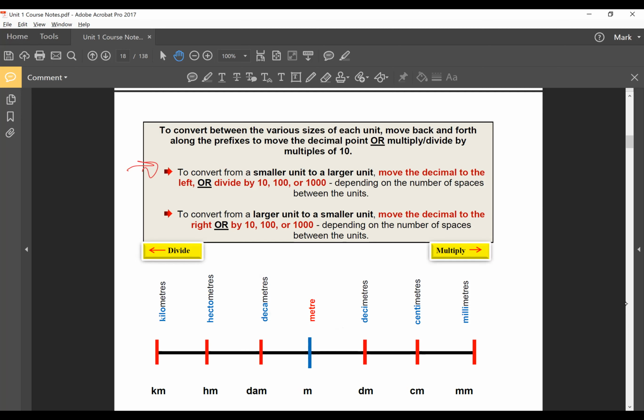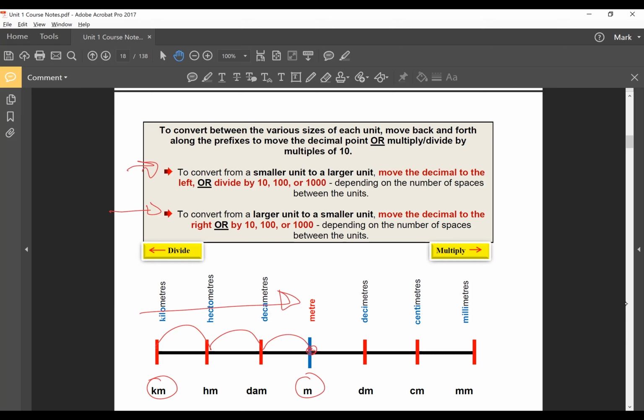So what about going from a larger unit? Like maybe I want to convert from kilometers to meters. Well, I'm going from something large like a kilometer to something smaller like a meter. So I'm going this way. 1, 2, 3. 3 decimal places to the right now. And why right? Well, because I counted or moved the decimal or I moved my line right.